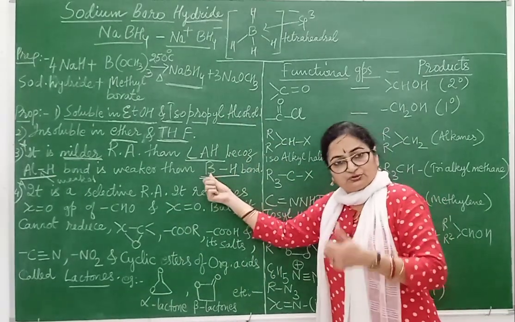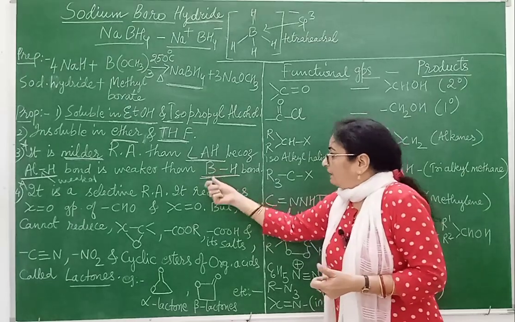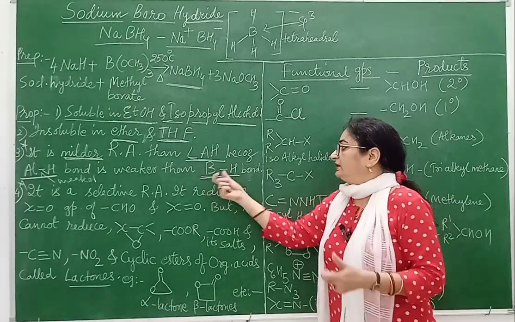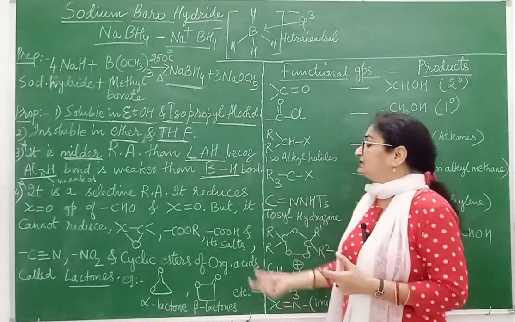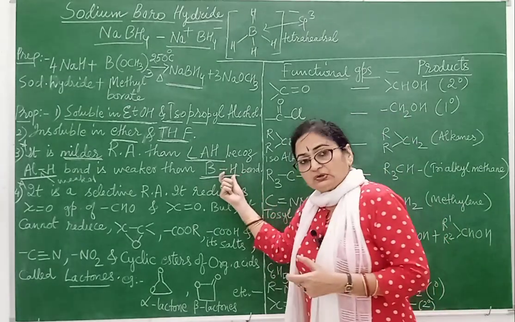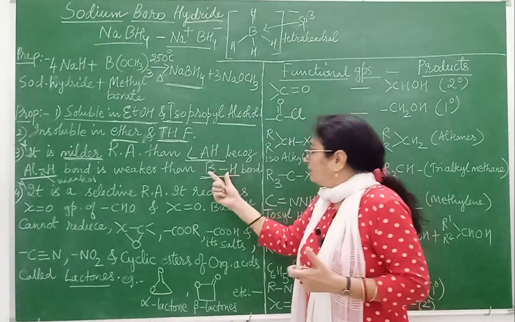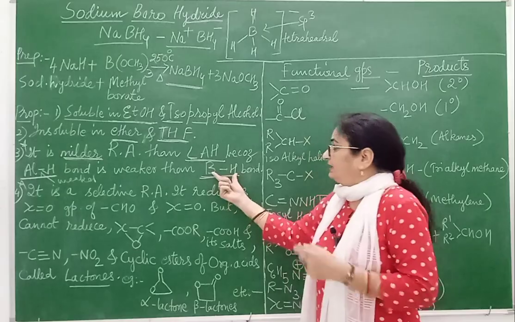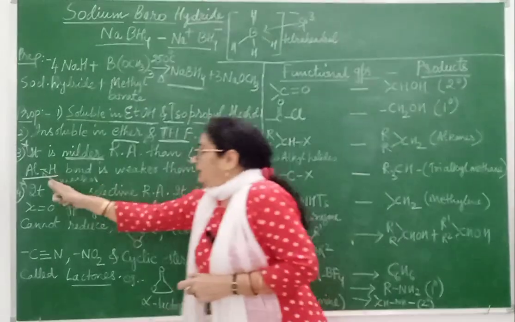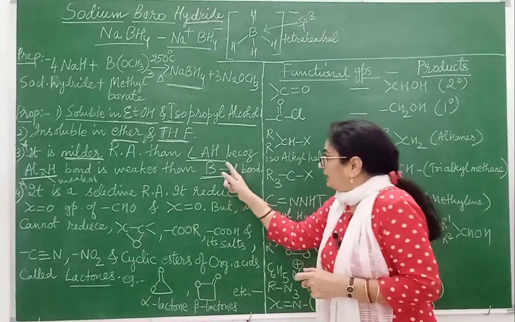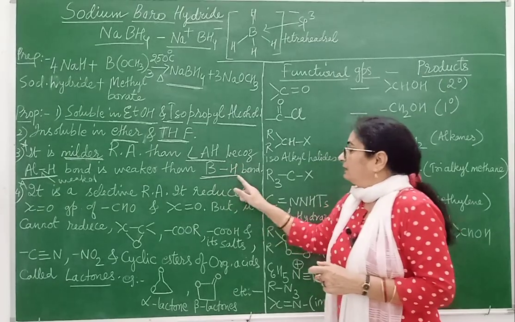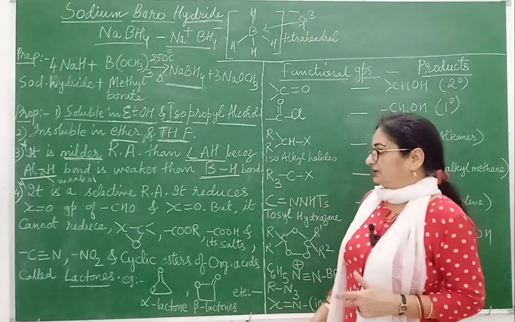Here boron belongs to the second period and its atomic number, as you all know, is 5, configuration 2, 3. It has only 2 shells and hydrogen is also the smallest atom. So the bond between 2 small atoms is slightly stronger than Al-H. So here hydride ions are not released that easily.